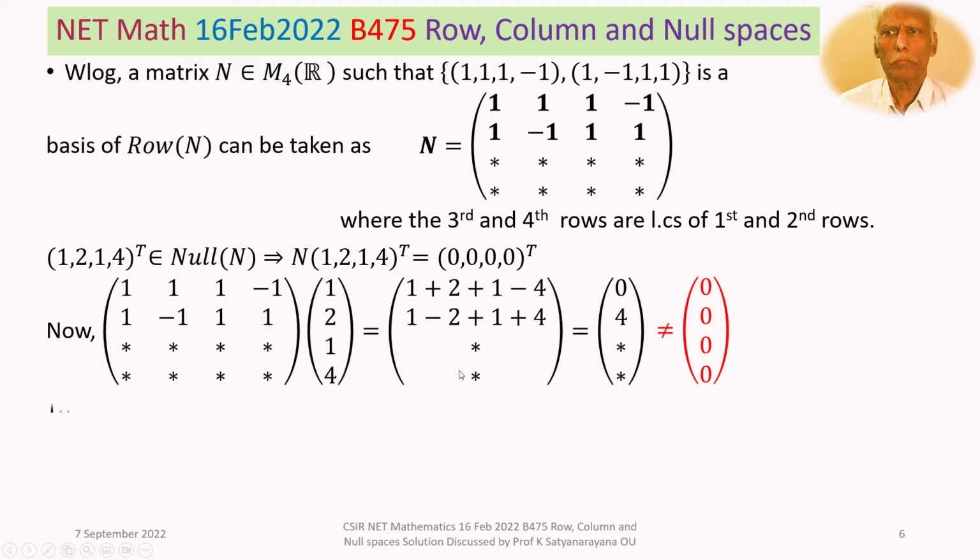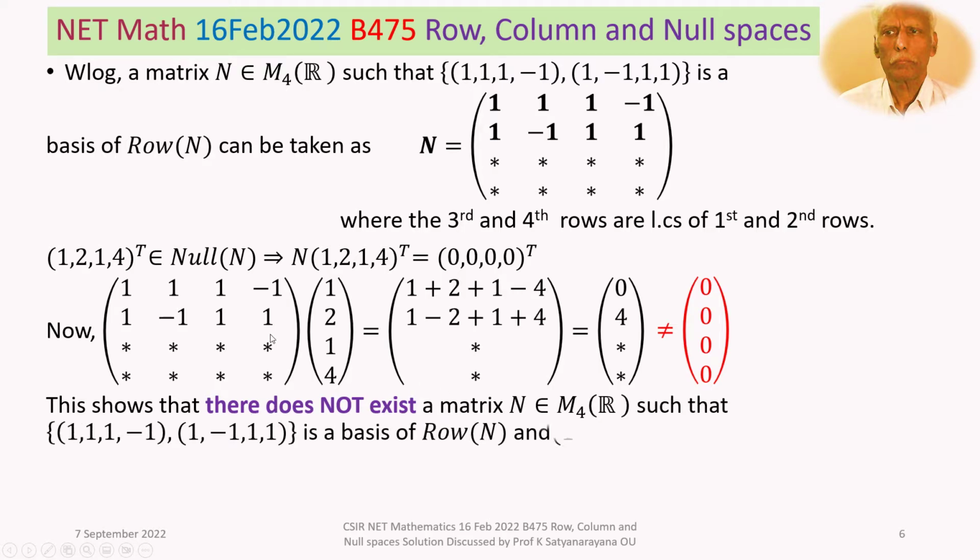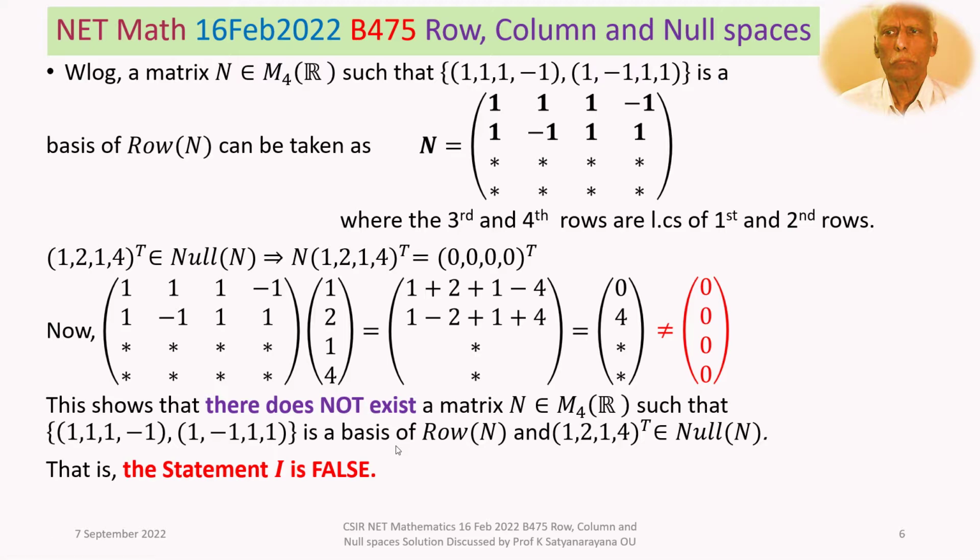So this shows that there does not exist such a matrix N belongs to M4 over R such that these two row vectors is a basis for the row space of N, and this column vector (1, 2, 1, 4) transpose belongs to the null space of N. Such a matrix doesn't exist. So therefore, statement 1 is false. Let's look at the next statement in the next slide.